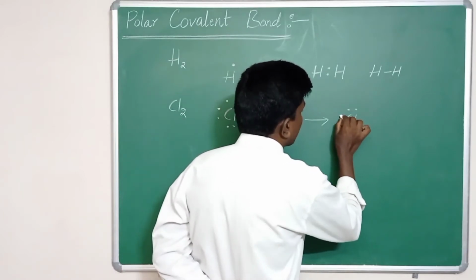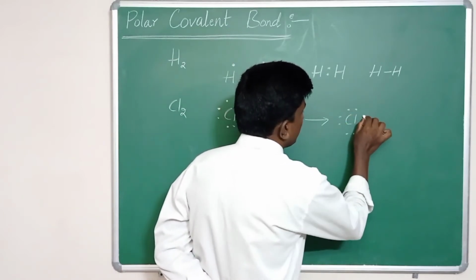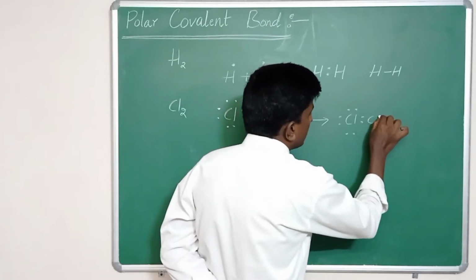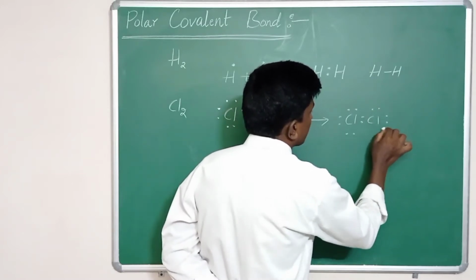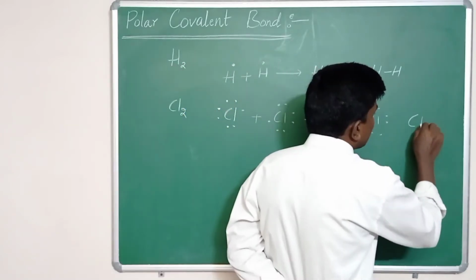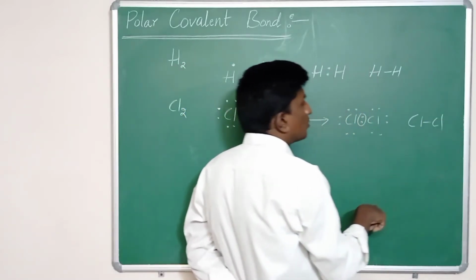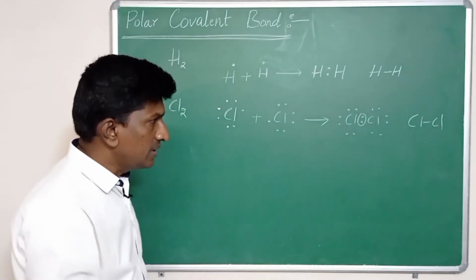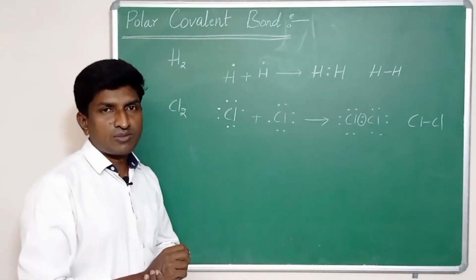This pair of electrons is mutually shared by two chlorines. So this is the bond pair of electrons. Then a single bond is formed between two chlorines. So in this way the chlorine gas is formed.